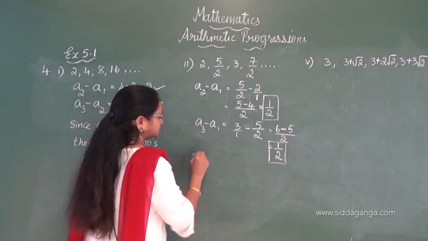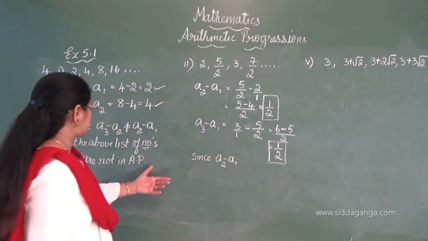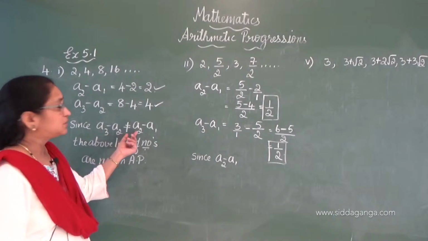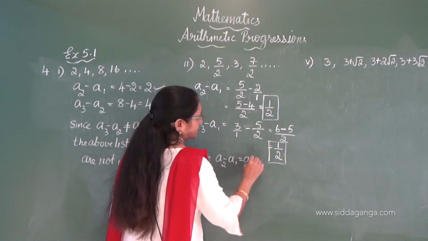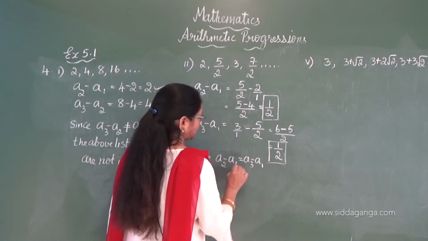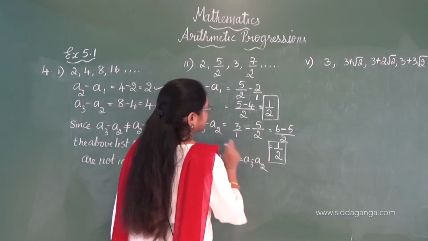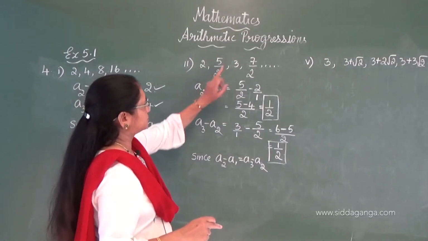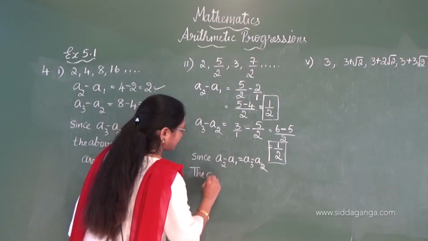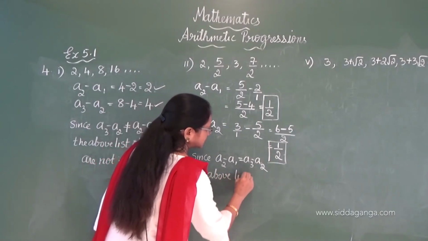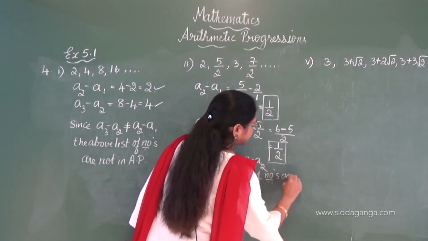So since A3 minus A2 is equal to A2 minus A1, or you can write A2 minus A1 is equal to A3 minus A2. So since they are equal, the above list of numbers are in AP.